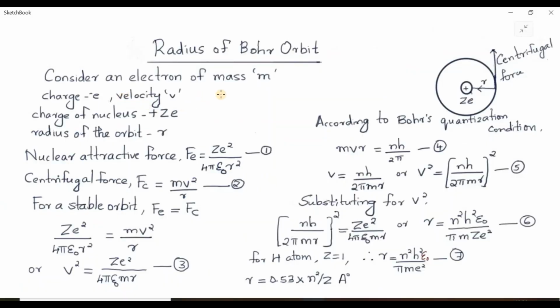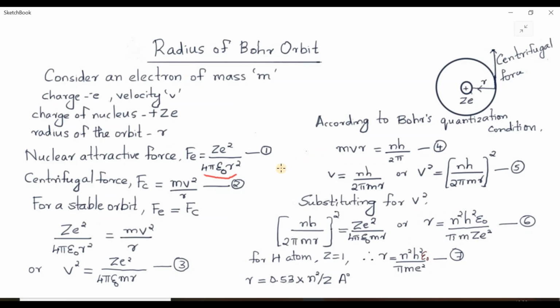Consider an electron of mass m and charge minus e moving with a velocity v around the nucleus. Let the charge of the nucleus be plus Ze, where Z is the atomic number. Let r be the radius of the orbit. Since the nucleus and electron are oppositely charged, there will always be an attractive force. This nuclear attractive force Fe is given by Ze square by 4 pi epsilon naught r square. Equation 1.